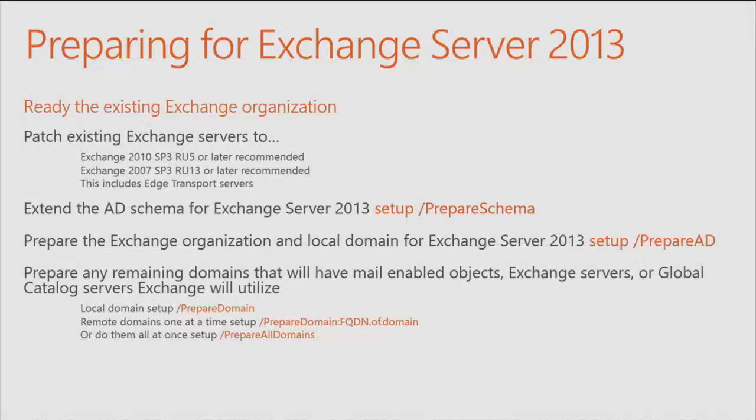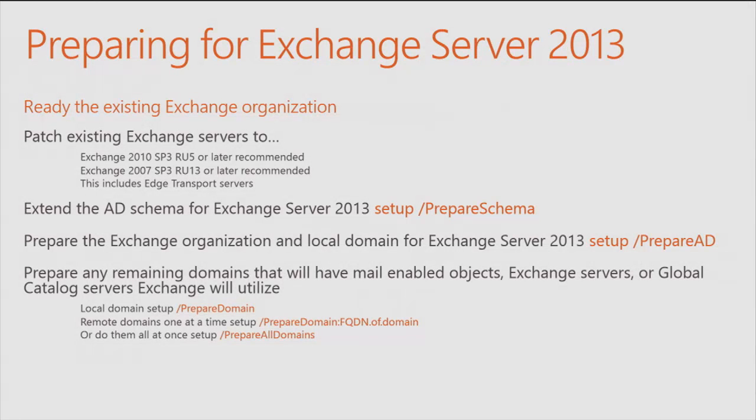So we need to coexist with, and I'm going to make a note here, 2010 Service Pack 3 RU5 or later. That's a recommendation, and yes, it's the latest update. It's not the minimum requirement, but it's the recommended one right now. Specifically with RU5, you needed that update to be able to do an Edge subscription to a 2013 Service Pack 1 server. Same thing with 2007 you see there, Service Pack 3 RU13 or later. You need RU13 or later to be able to do an Edge subscription with 2013.